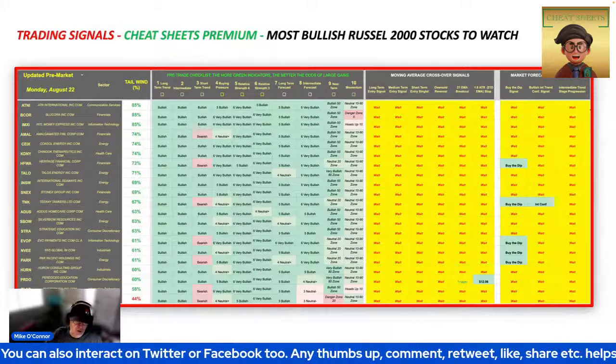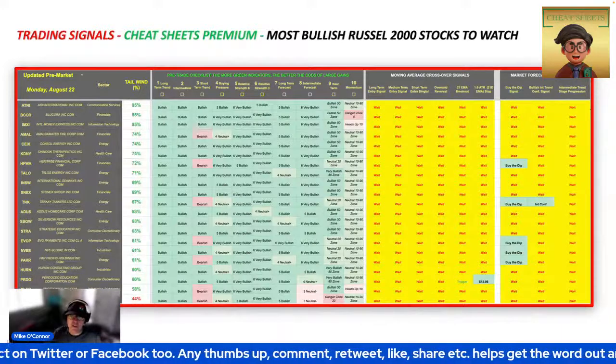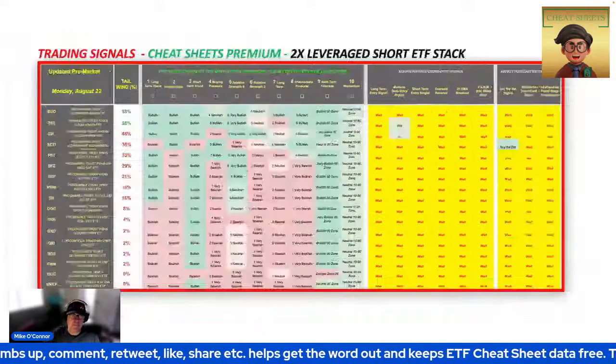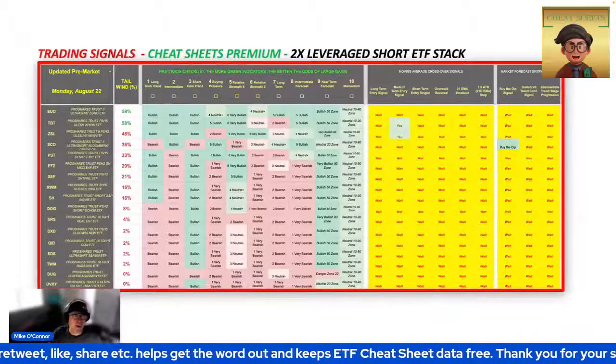These actually have to earn cash. No debt allowed. These are stocks actually generating money on their own. Okay, and then these are 2x leveraged.